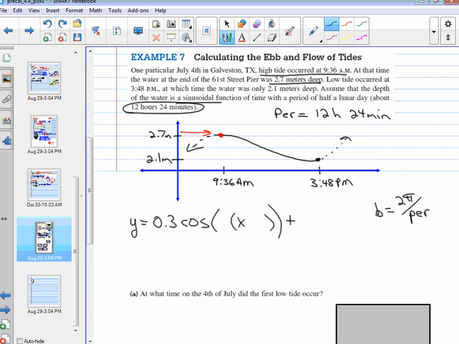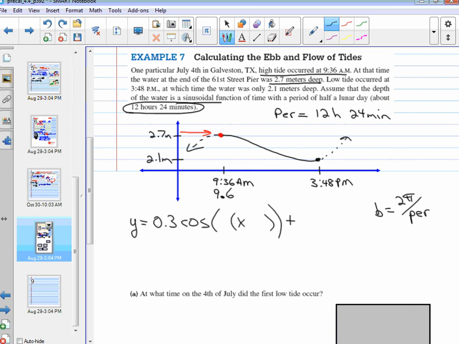9:36 a.m. is 9 point... Well, I have 36 out of 60, right? 36 divided by 60. What do you get? We're going to do a decimal. We're not going to write the fraction 36 over 60, which is 18 over 30, which is 9 over 15, which is 3 over 5. 0.6. Should have done it in our heads. 9.6.